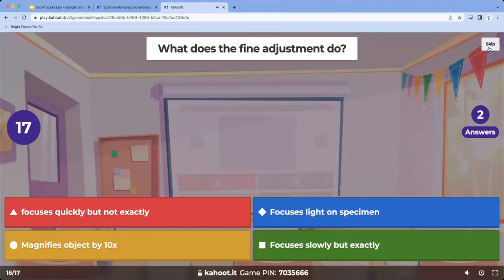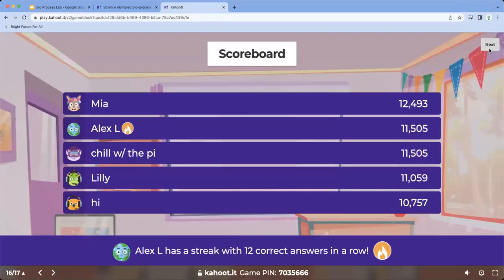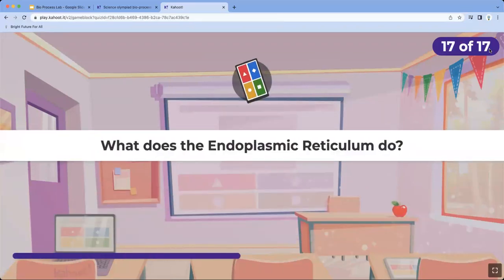This is another microscope question, I'm gonna assume. Just say really quickly, what question are we on? No, we're on 16. Next up we're on second to last, then last. Done. Yeah, fine adjustment is exactly what it sounds like. You're adjusting it finely, so slowly. Last question. Oh, nice.